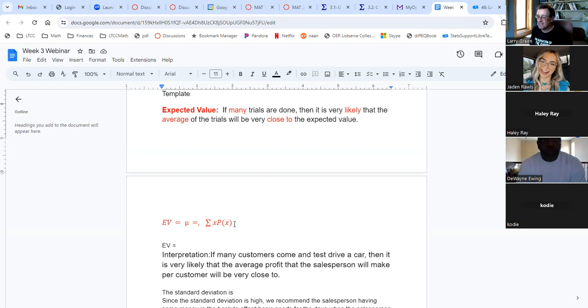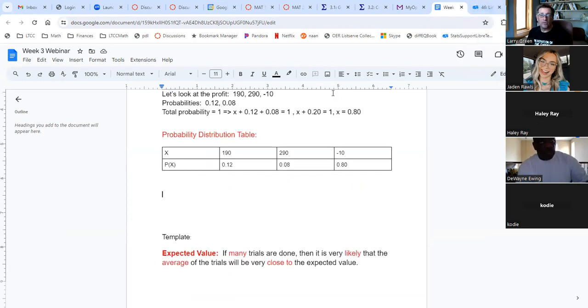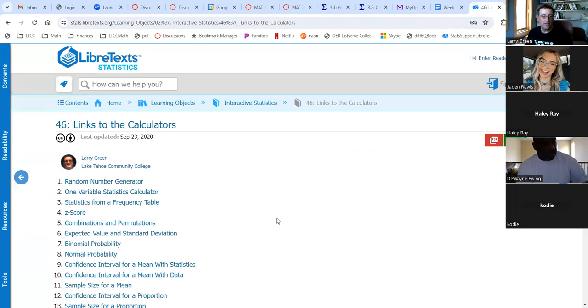Find the expected value. Any thoughts? I don't see you jumping in. I want you to use your calculator, and the calculator that I made. So we have this 190, 290, -10. If I go to the calculator, which calculator do you think should be used here? You can just put the number in or put the words. Yeah, number 6, expected value and standard deviation.